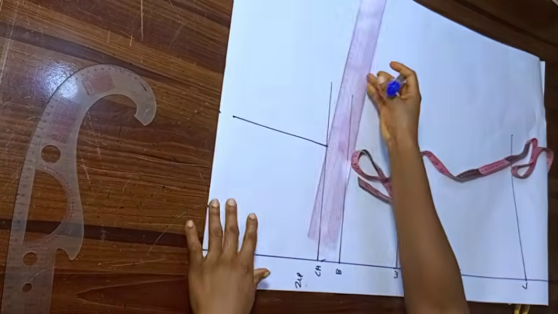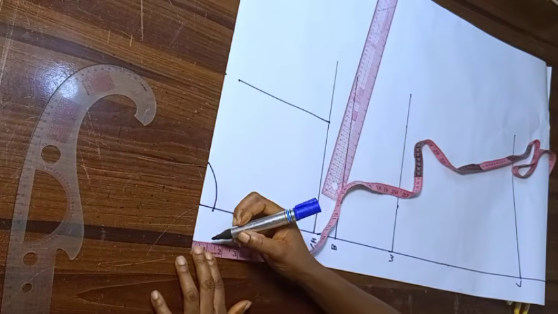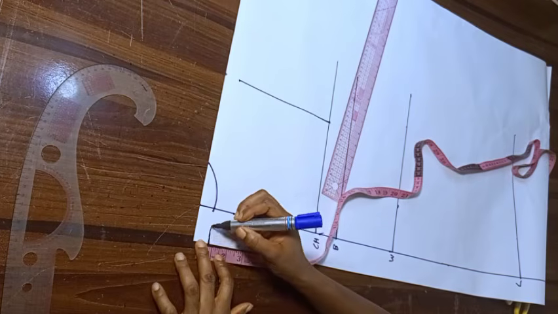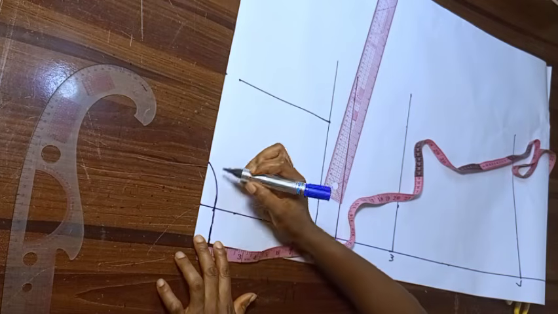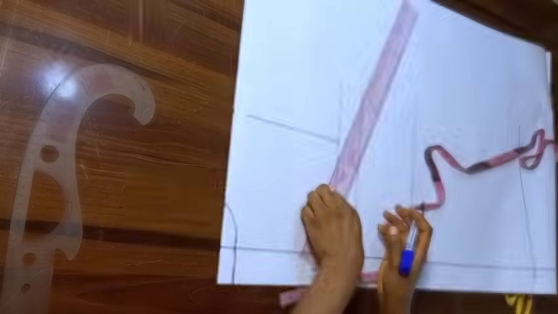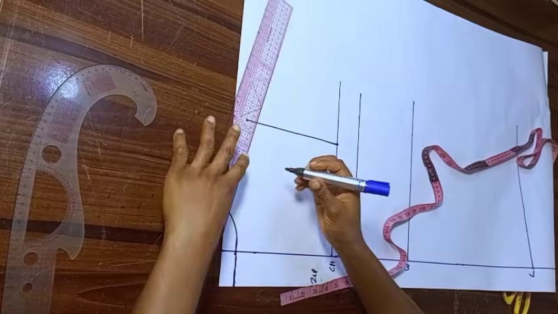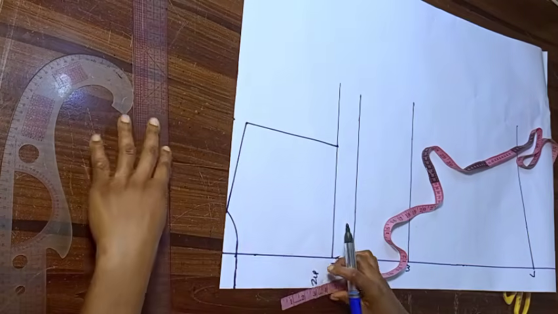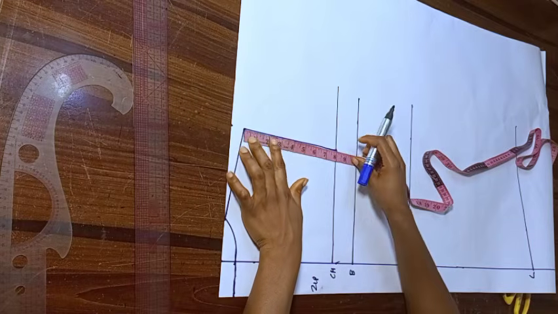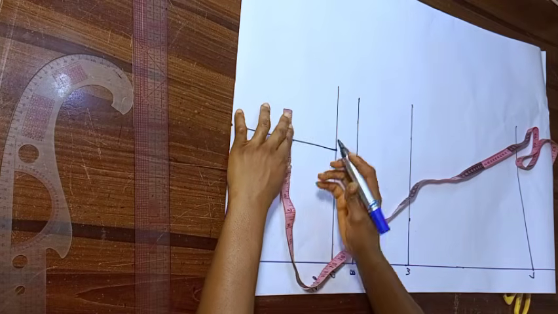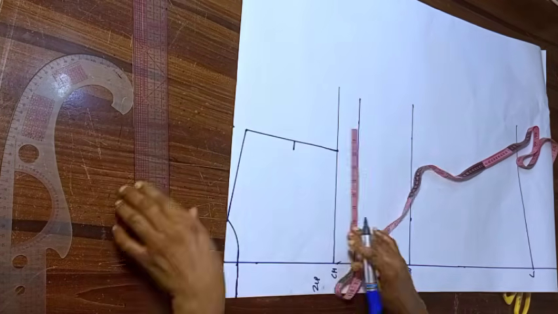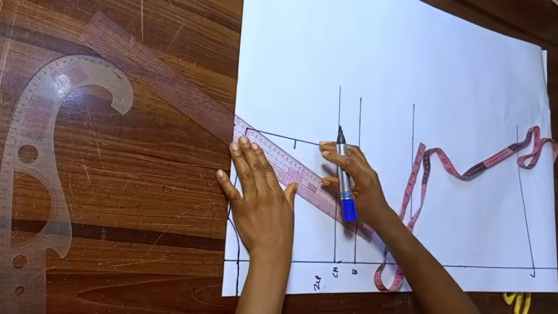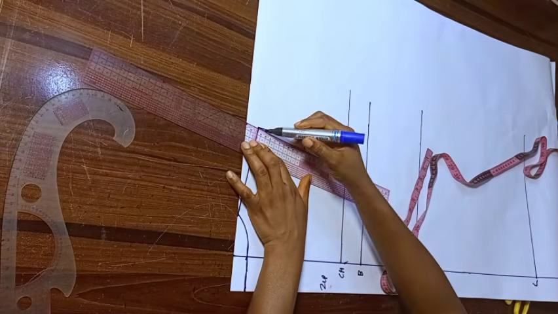Extend it to your zipper allowance, okay? Extend it to your zipper allowance, and this is what I have. So I'll connect my neck width down to my shoulder slope this way. Okay. So get the midpoint of your armhole. From the midpoint, come in by 0.5. Connect it to the upper part this way.